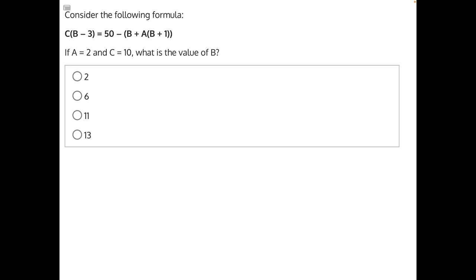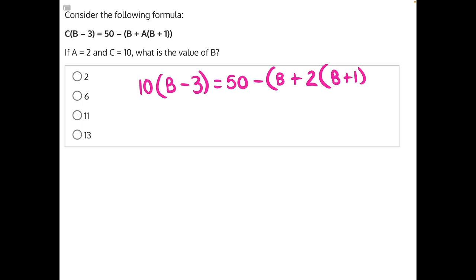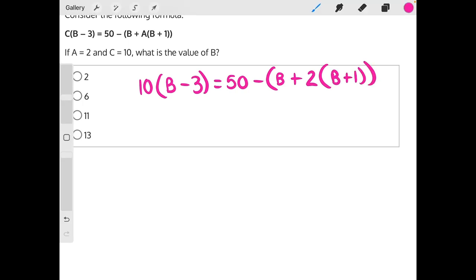To solve this question, we need to first substitute in our known variables a and c, and then use opposite operations to isolate and find the value of our variable b. Let's start by making those substitutions. We have c, which is equal to 10, times b, which is our unknown variable, so that will stay the same, minus 3, equals 50, minus b, again our unknown variable, plus a, which is 2, times b, our unknown variable, plus 1. And now we can work to simplify.